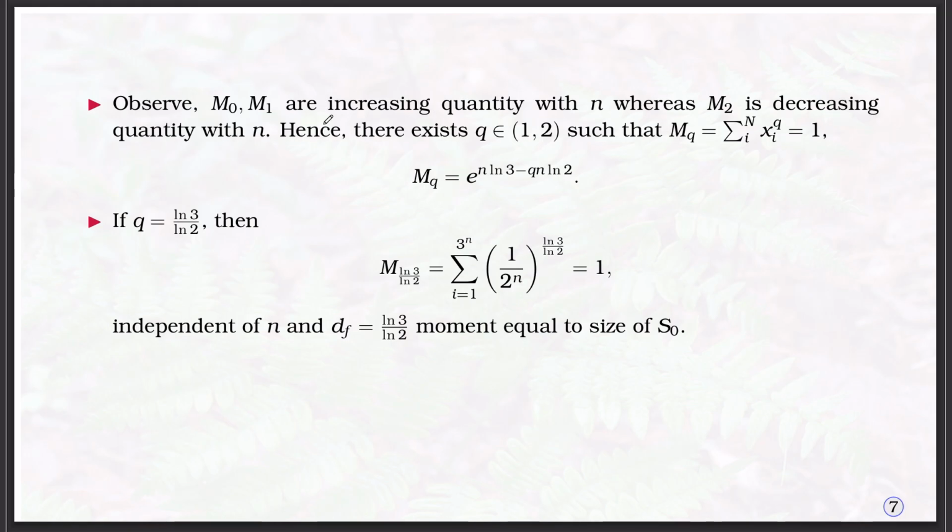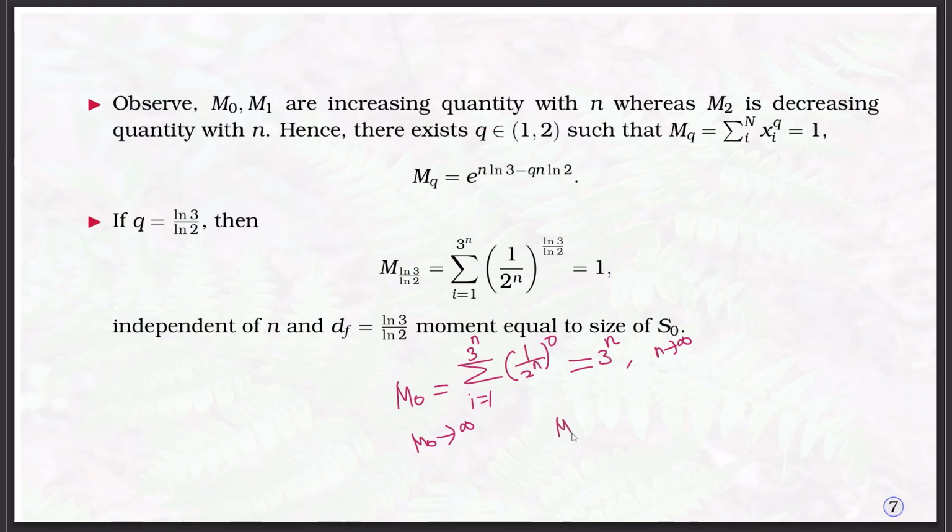Now let us find m naught. So m naught equals the sum over i equal to 1 to 3 power n triangles, each of its size 1 by 2 power n to the power 0, then you will get 3 power n. Whenever n tends to infinity, this m naught tends to infinity, because this m naught is an increasing quantity.